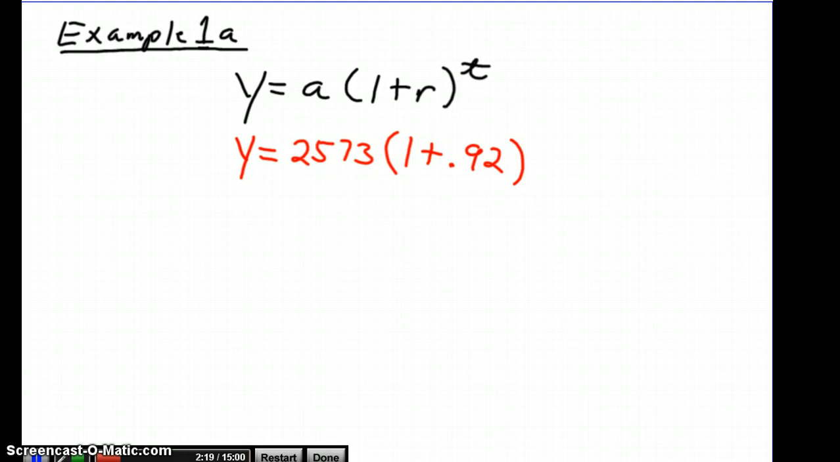Now look at the question. It says write an exponential growth model. Okay, so what are you going to write down? 2573 parentheses 1 plus 0.92, and then the model is what they want, where you will put down a T. So this is the model. That's what's confusing for students. The model means write the equation with a T there.